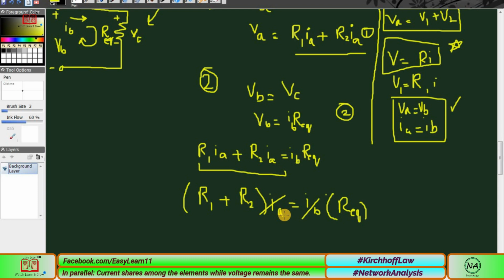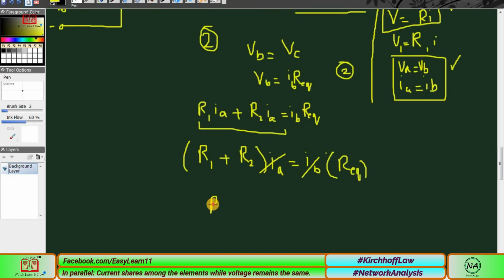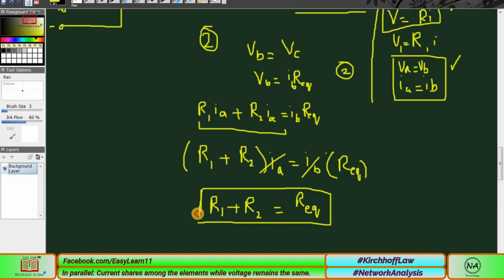So continued, this R1 plus R2 is equal to R equivalent. So this is a way to define a specific relationship. So what does this equation tell us?